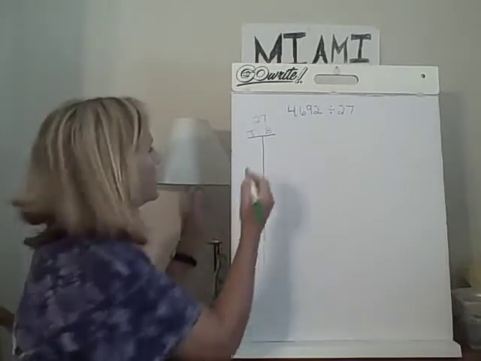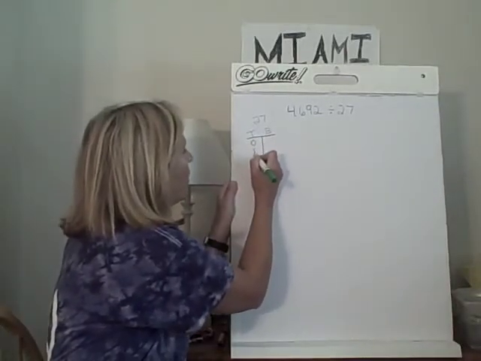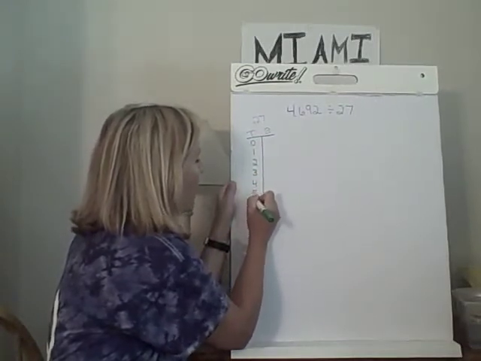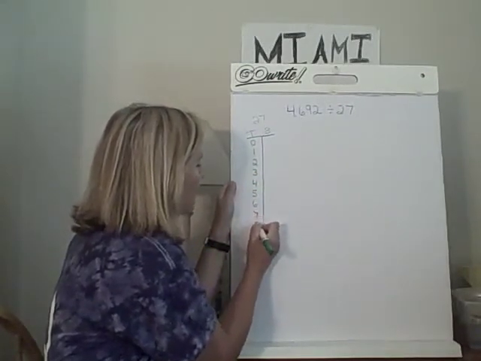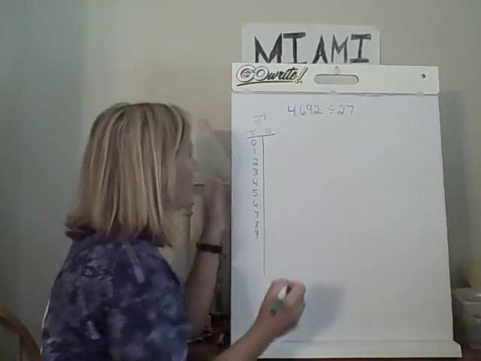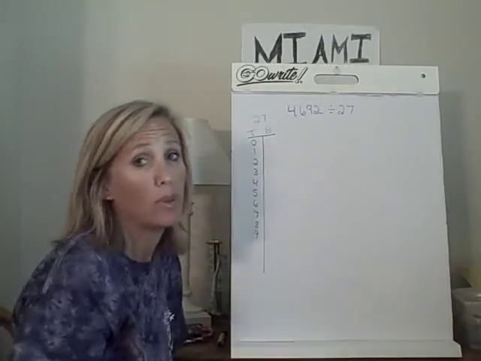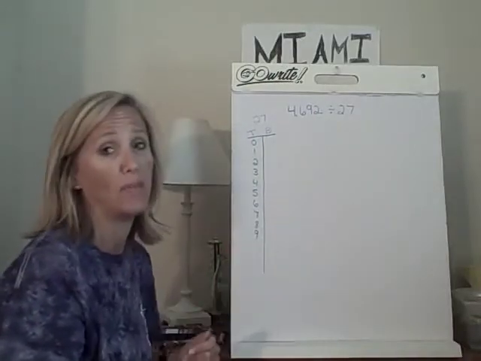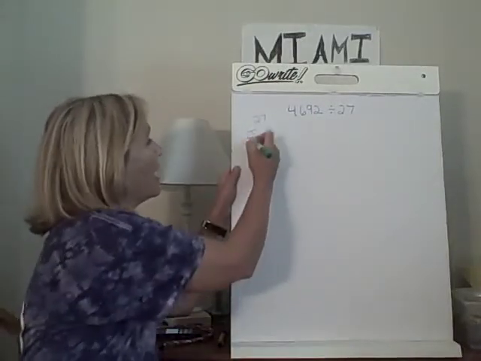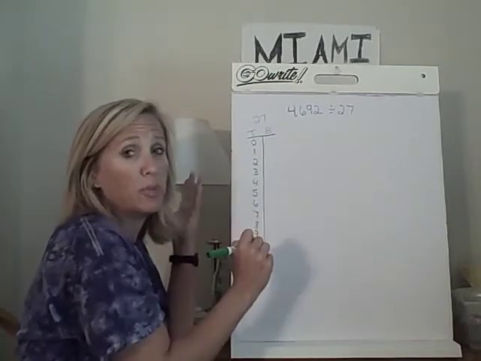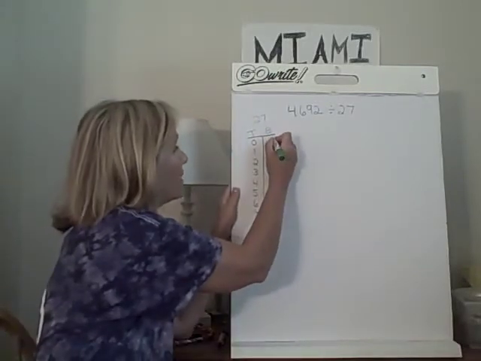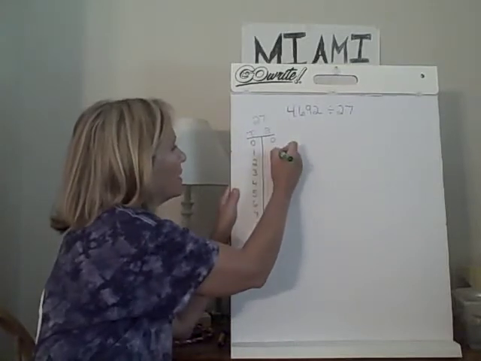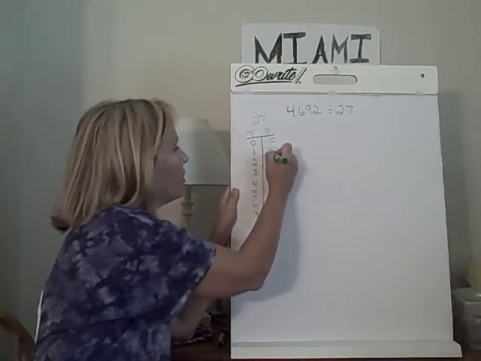Now the top side is always the same. 0, 1, 2, 3, 4, 5, 6, 7, 8, 9. And we have to have that 0 in there because sometimes it really goes into the next number 0 times. And you can't just forget it. You have to hold your place value. So you're going to start, and I like to touch while I do it because it helps me keep track. So 0 times 7 is 0. 0 times 2 is 0. That's 0. 1 times 7 is 7. 1 times 2 is 2.